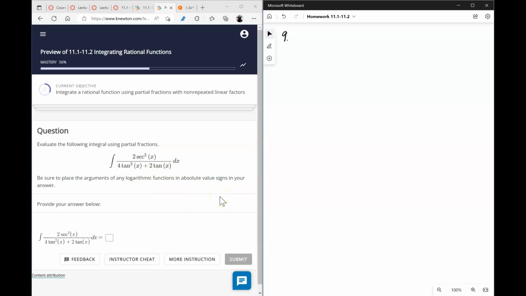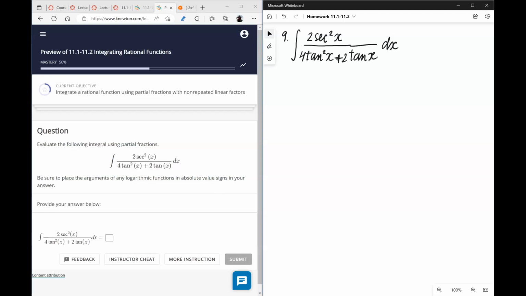Now we have a problem in which integrating a rational function is just a step. It's not the entire solution, but a step. So let's take a look at this problem.